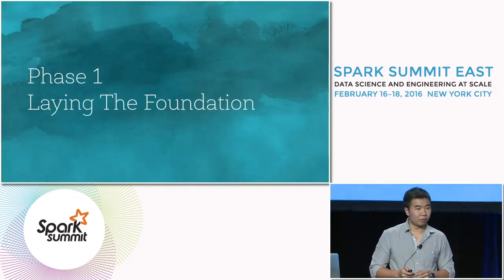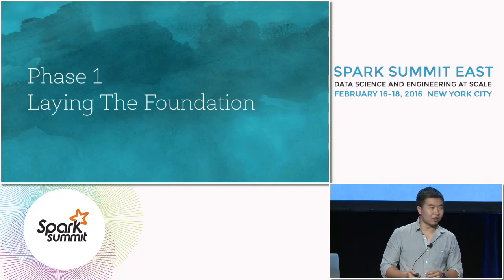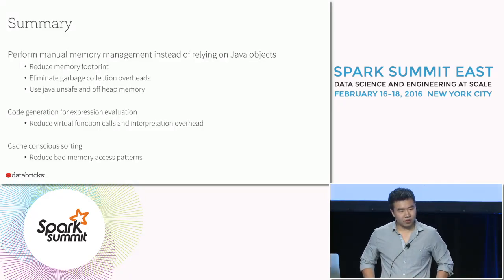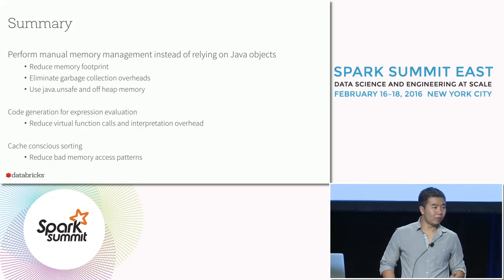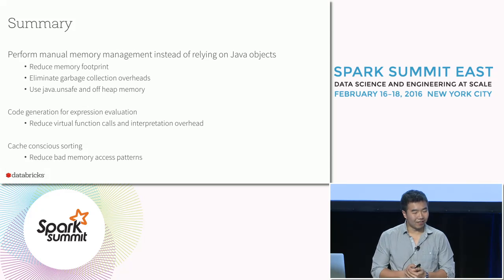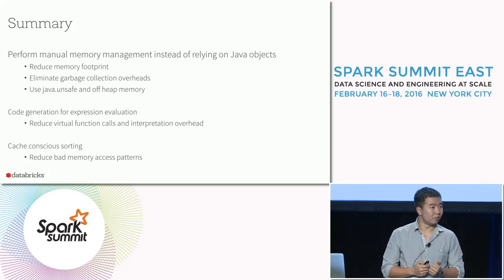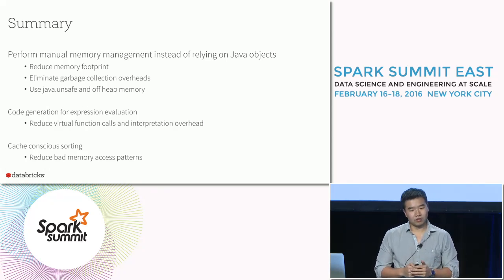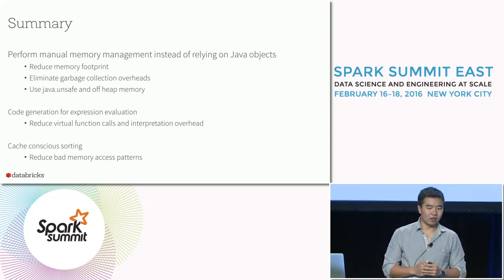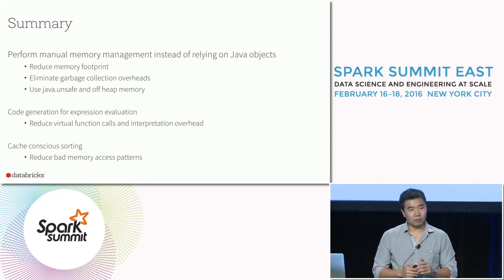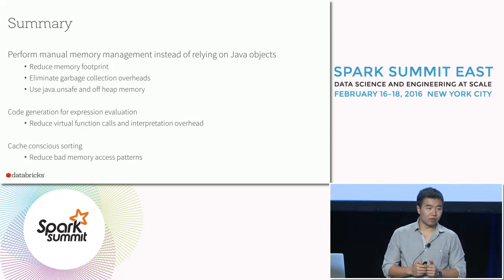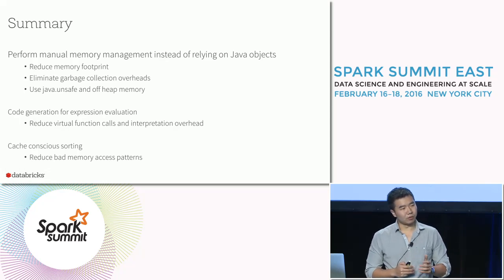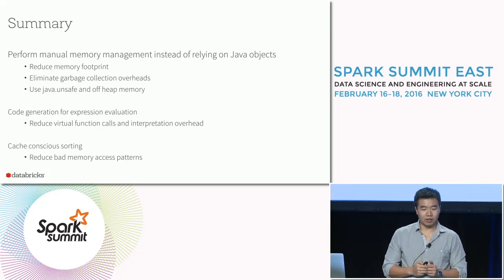Just a very, very brief summary of phase 1. I think there are slides that describe this in detail that you can find. So 3 things that we looked at. To improve the memory usage, we did manual memory management instead of relying on Java objects. This means that we're reducing the memory footprint, since Java objects tend to be a little bigger than they need to be, and reducing the issues with garbage collection. We do this using Java unsafe and off-heap memory. We also did some initial work with code generation for expression evaluation, and I'll be describing that in detail, but that reduces virtual function calls and interpretation overhead when evaluating expressions.